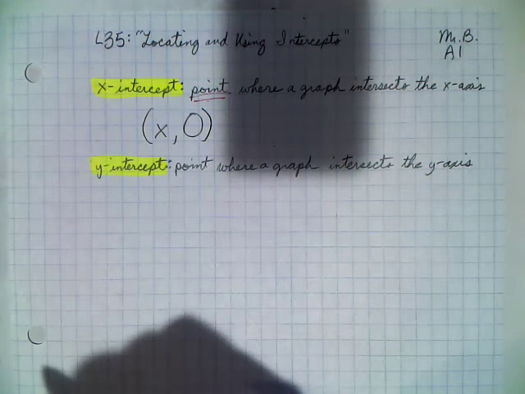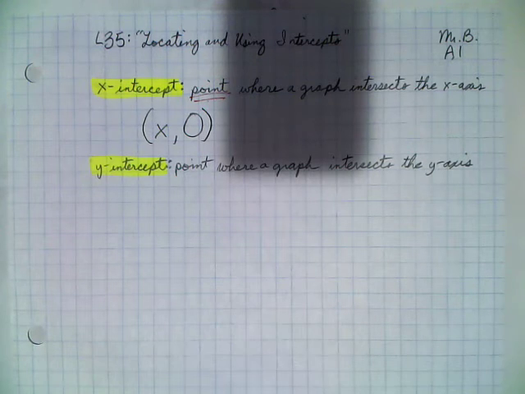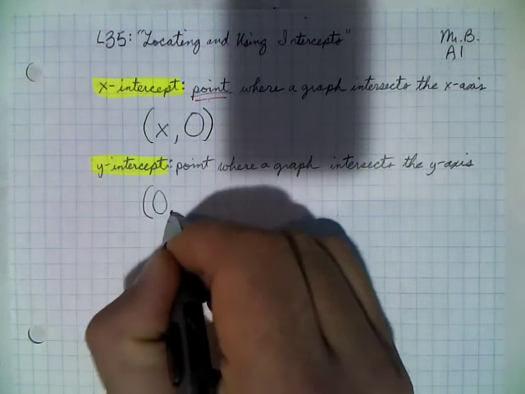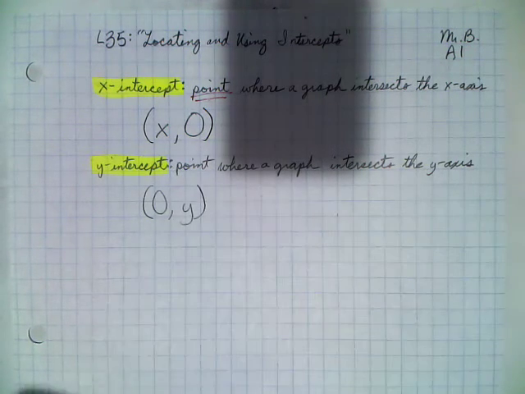0. Likewise, then the y-intercept, well, if it's on the y-axis, the one thing that everything has on the y-axis in common is that the x value is 0, and then it's followed by some y value.